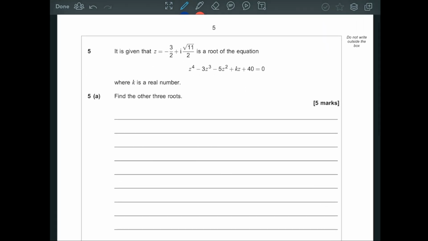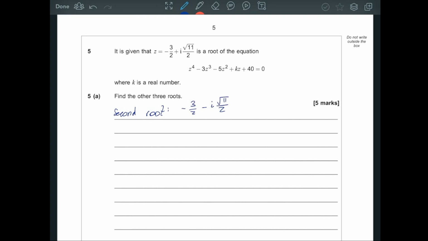Question 5, we're given that that is a root of that equation, where k is real. Find the other 3 roots. So straight away we can get a second root from the fact that this is a real quartic. We can just have the complex conjugate as the second root.